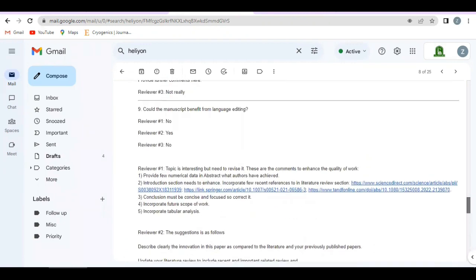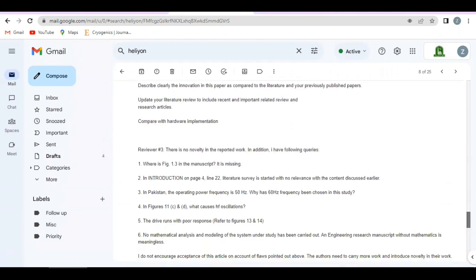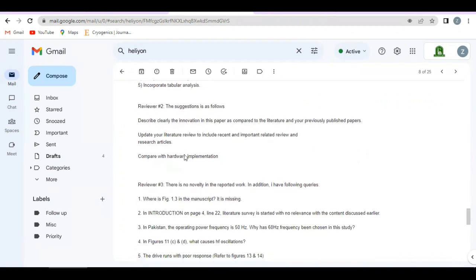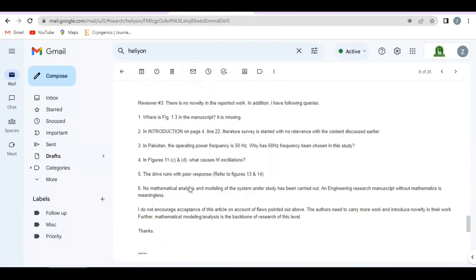These are the comments from the first reviewer. These are the comments from the second reviewer, and these are the comments from the third reviewer. Here you can see that there is no novelty in the reported work. In addition, I have following queries.